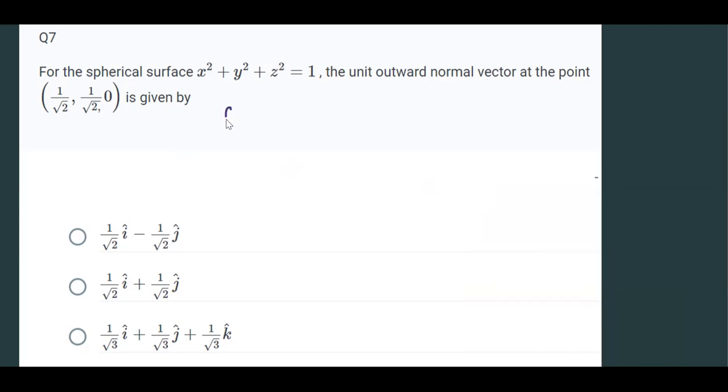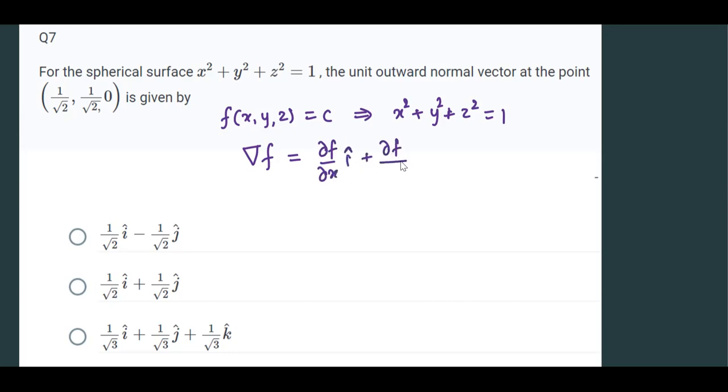All right. Again, it's a simple one. So f of x comma y comma z is equal to c. It is in this form: x square plus y square plus z square is equal to 1. So normal to the surface is grad f. Grad f is normal to the surface. So it is partial derivative with respect to x i, partial derivative with respect to y j, plus partial derivative with respect to z k. So again 2x i plus 2y j plus 2z k.